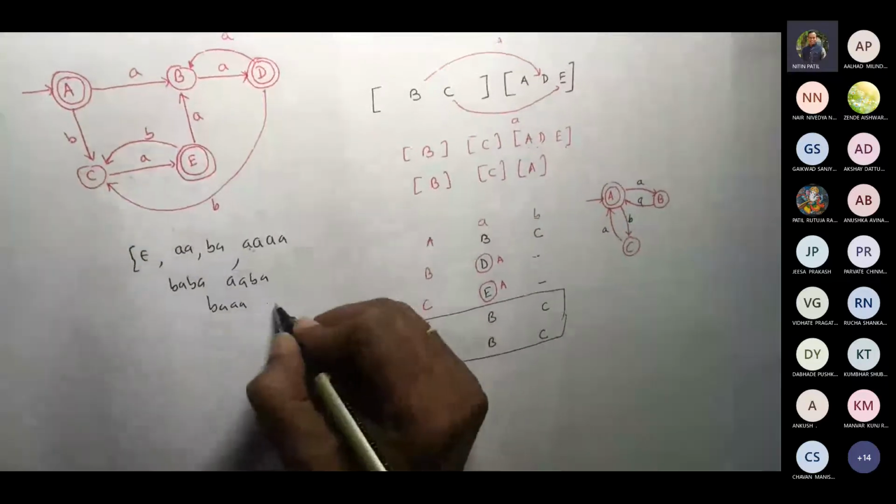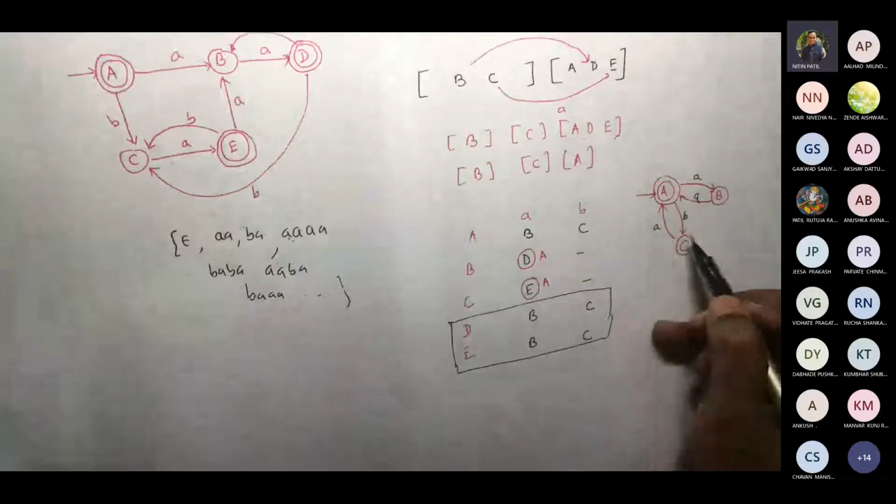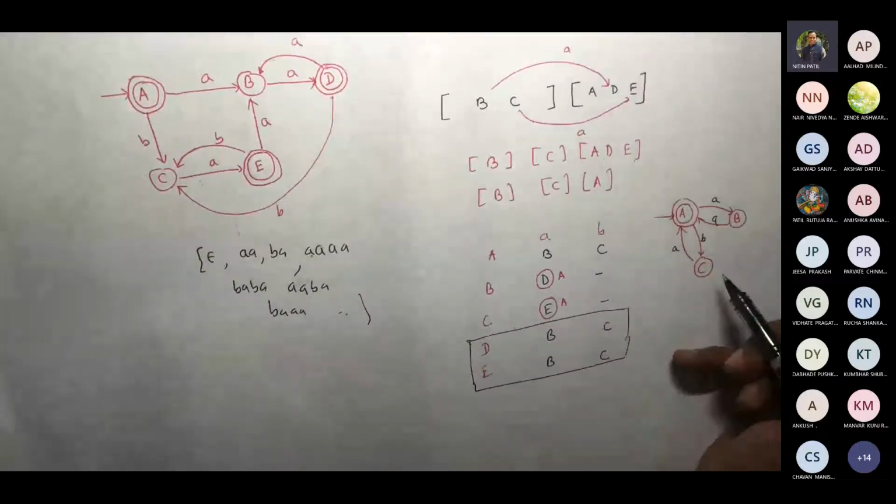So you can see that we had 5 states. We could come up with the same solution with 3 states.